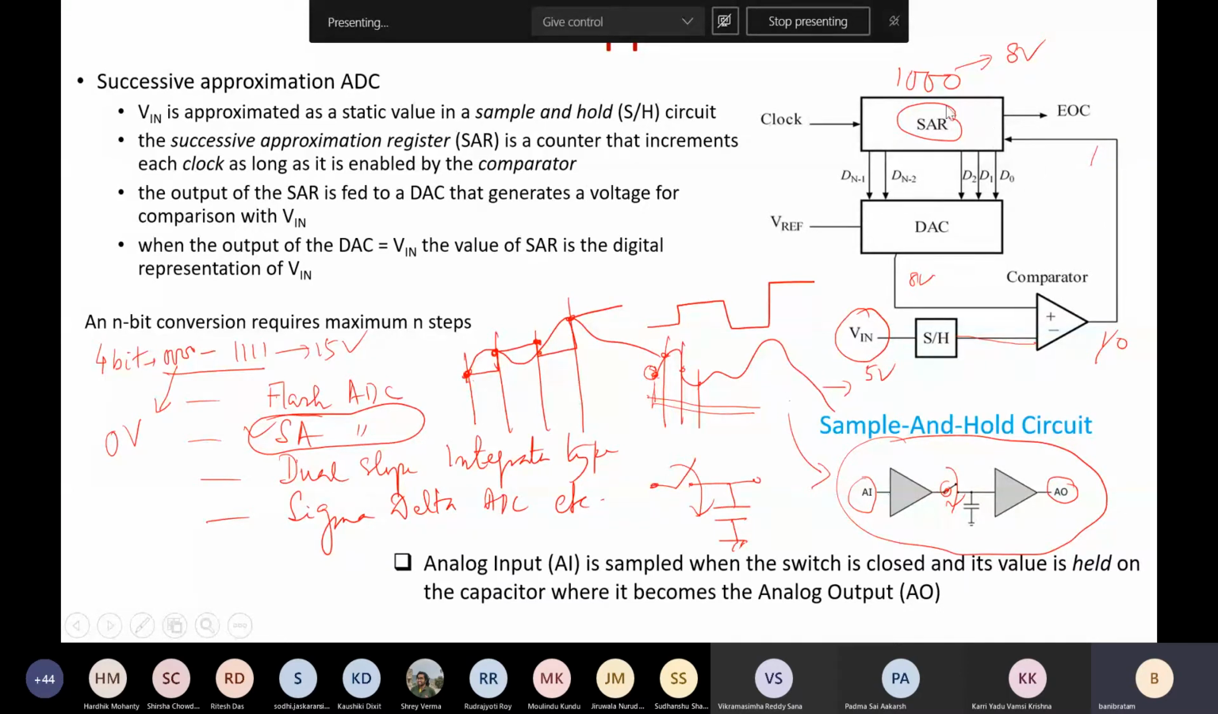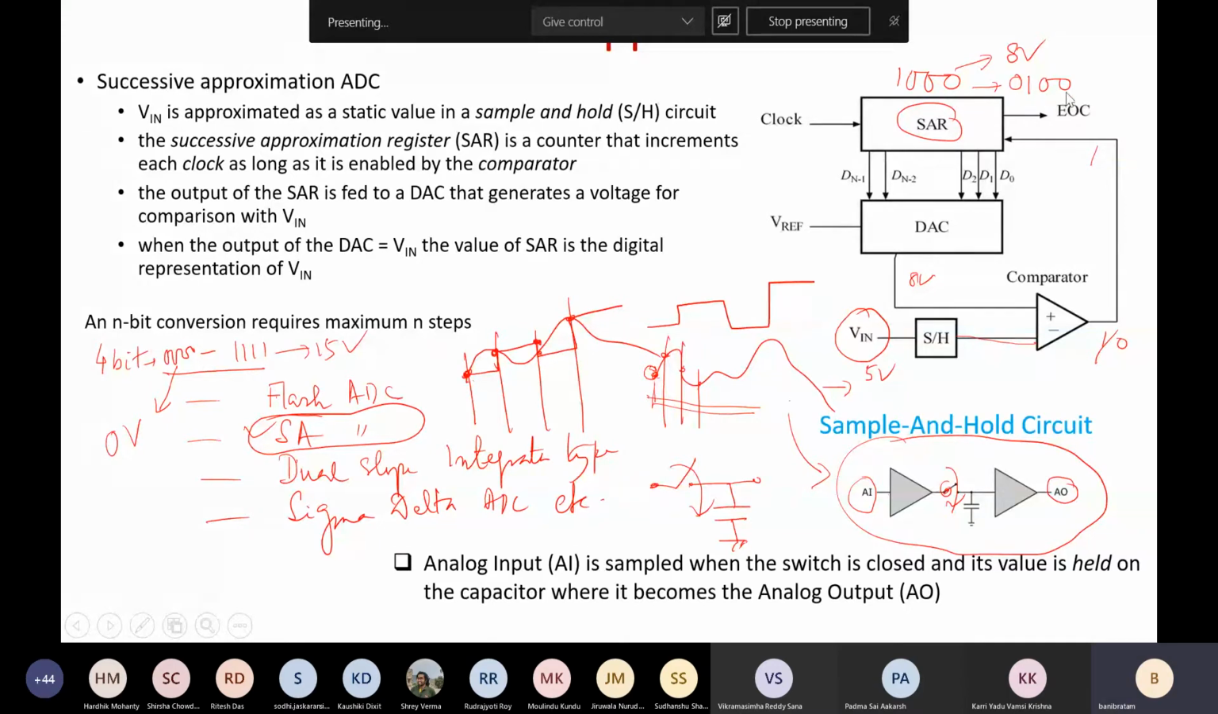So what it will do, it will decrement the successive approximation register. Initially the stored value is 1000. When it sees that the signal is 1, this 1000 will be converted into 0100, right? So with 0100, it will make the MSB 1 to 0, and the next MSB it will convert from 0 to 1, right?